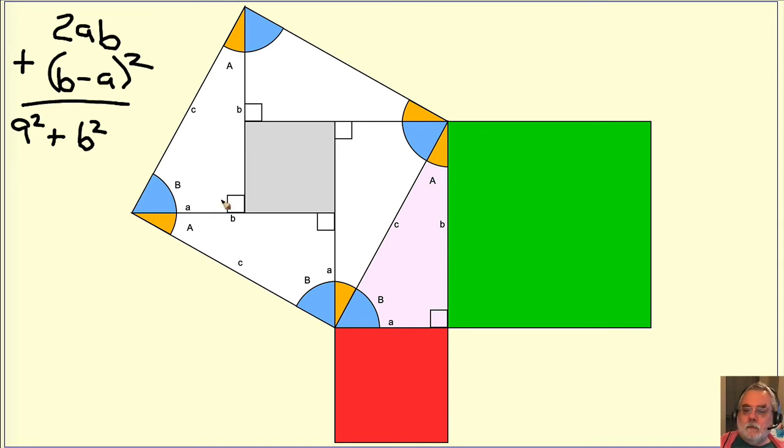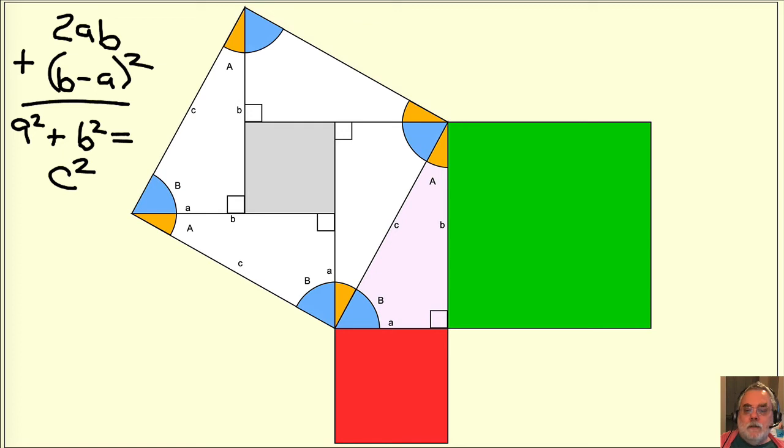And that will equal the area of the large square, so that's C squared. C squared equals 2AB plus B minus A squared, which is B squared minus 2AB plus A squared, which is A squared plus B squared. A squared plus B squared equals C squared. This is the Pythagorean theorem.